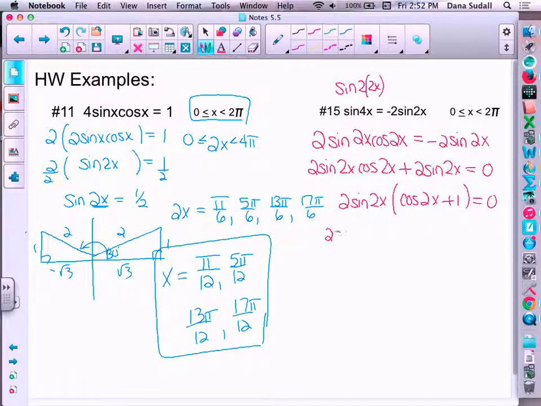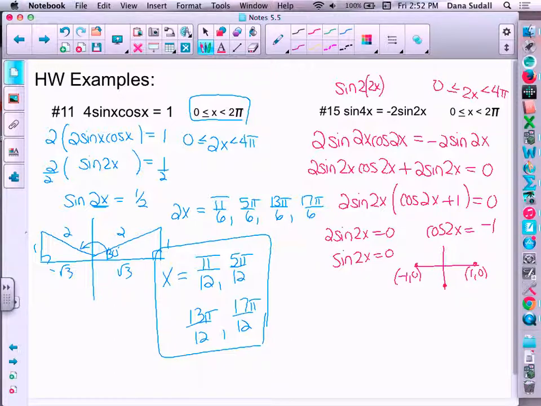So I have 2 sine 2x equals 0, sine 2x is 0, and then for this one I'd have cosine 2x is negative 1. So these are going to be quadrantal angles again. Right, cosine is negative 1 back here at pi. Sine is 0 at 0 and at pi. My angle, though, is 2x, which means I have to go around twice to 4 pi.